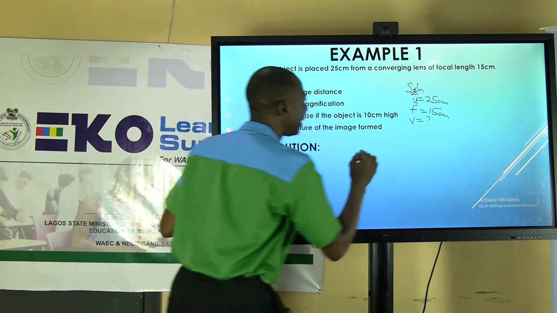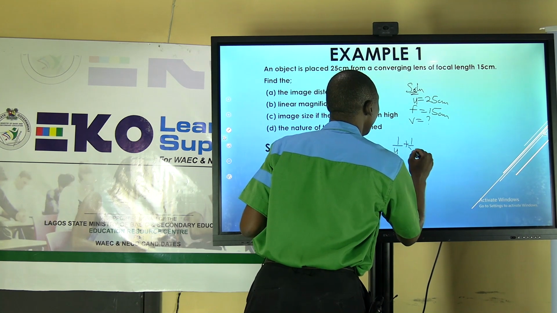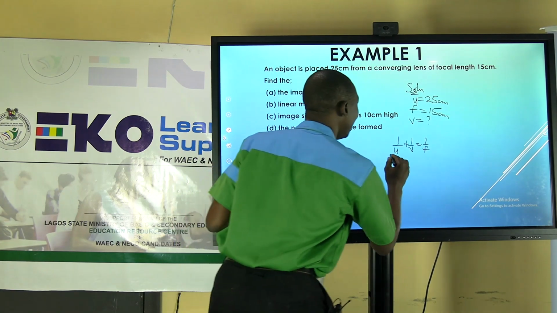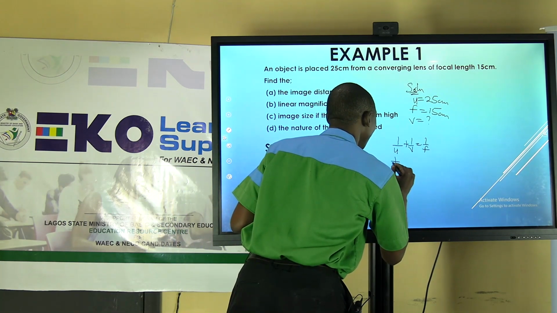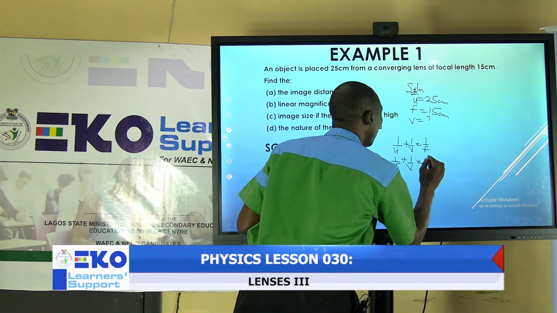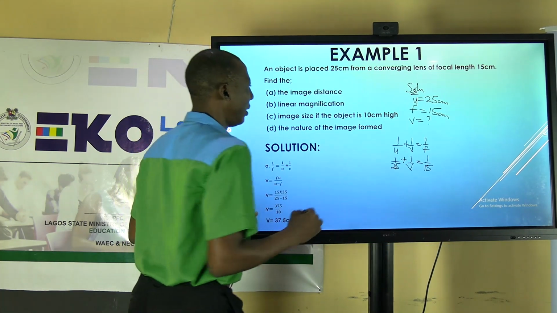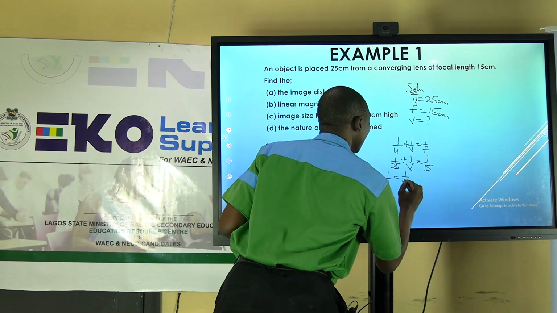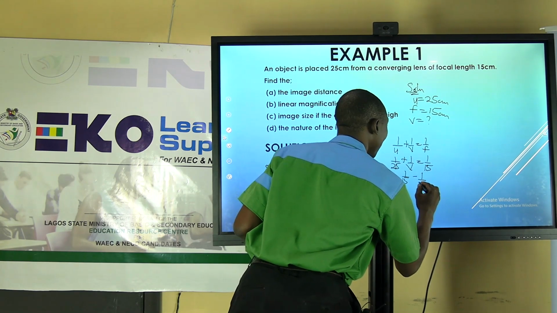From there, we know that 1 over u plus 1 over v equals 1 over f. We are given the data, so substitute it into the equation: 1 over 25 plus 1 over v, which we are not given, equals 1 over 15. So we make 1 over v our subject of formula: 1 over v equals 1 over 15 minus 1 over 25.